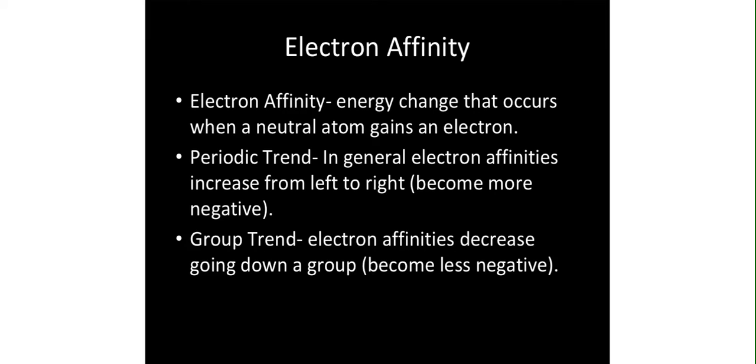The periodic trend for this is that in general, electron affinities increase from left to right. So that means going from the alkali metals to the noble gases, you'll have an increase. They become more negative. As you go down a group, electron affinity decreases going down a group. They become less negative. And this should hopefully make sense, because your group 1, 2, and 13 elements are not going to be gaining electrons. And I'm going to explain this on the next further slides, but these are commonly your cations. They are going to lose electrons. Your nonmetals typically gain electrons, and so the electron affinity going towards the nonmetals increases.